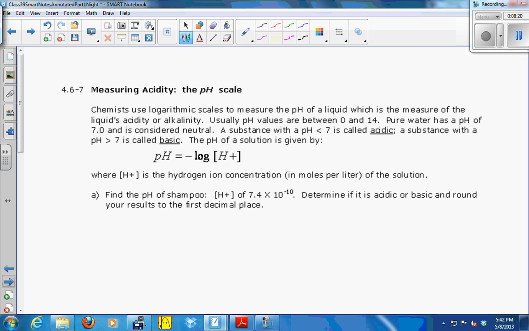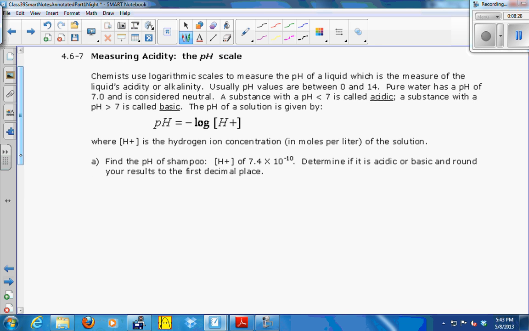All right, so we also use logs to measure pH. Chemists use log scales to measure pH of a liquid, and pH is the measure of the liquid's acidity or alkalinity. So usually pH values are between 0 and 14. Pure water has a pH of 7. It's considered neutral. Less than 7 is acidic and greater than 7 is basic.